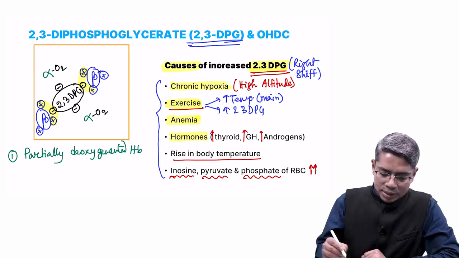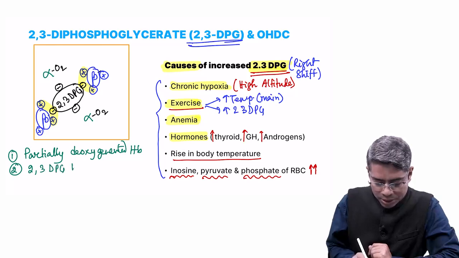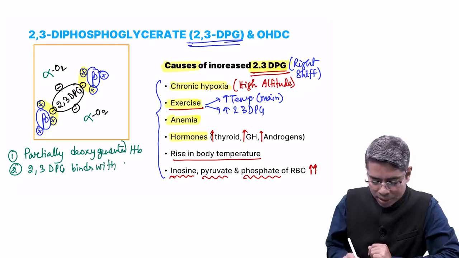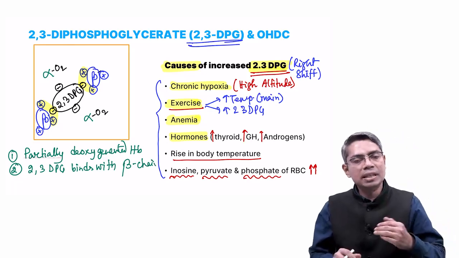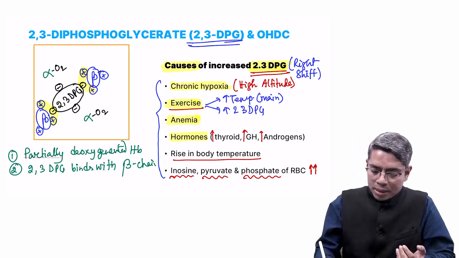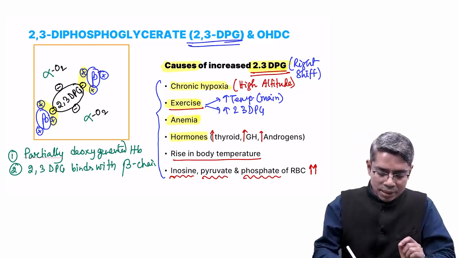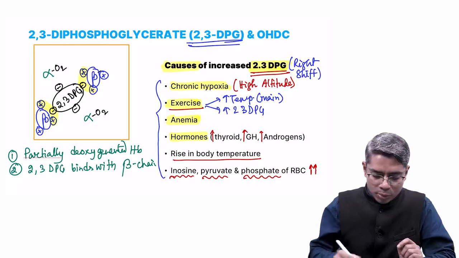So the second point that we have understood from here: 2,3-DPG binds with which chain of hemoglobin? Beta chain of hemoglobin. It cannot bind with the alpha chain, it cannot bind with any other chains of hemoglobin. And how many molecules of 2,3-DPG bind with one molecule of hemoglobin? We have understood here that only one molecule of 2,3-DPG can fit into the pocket created by both the beta chains.